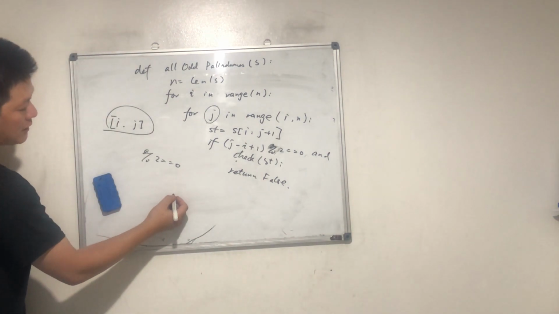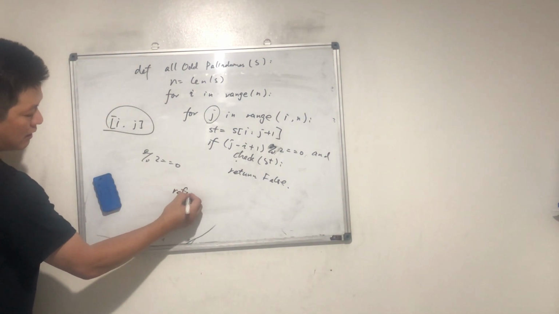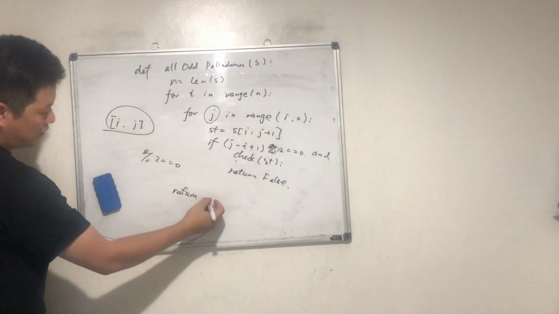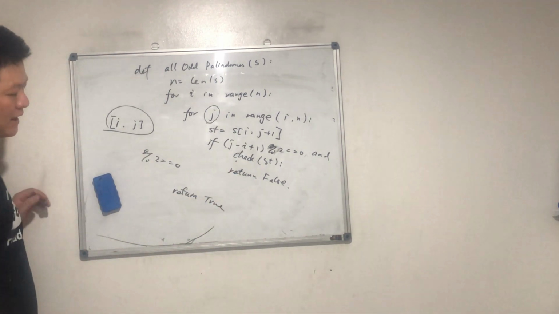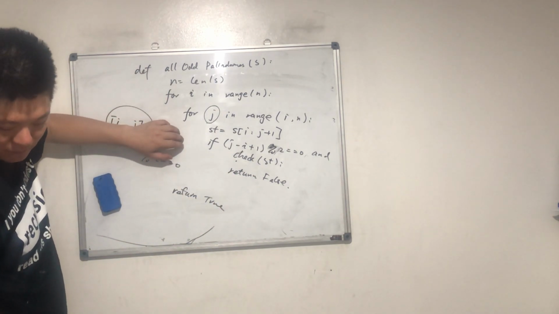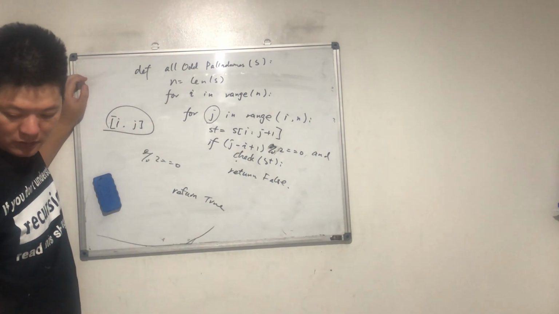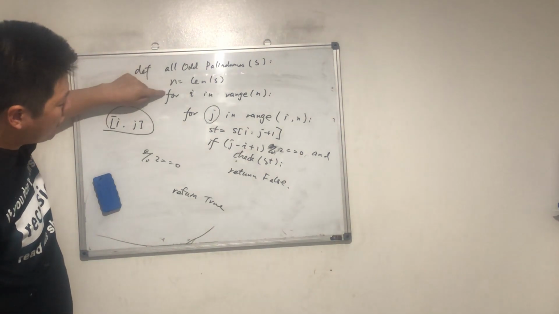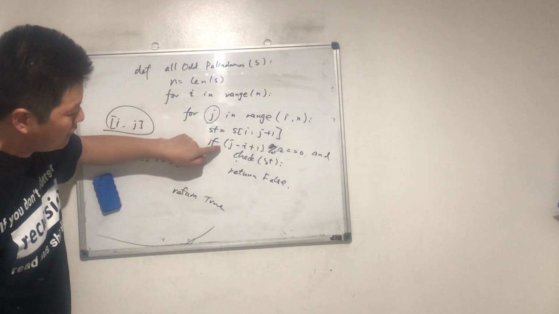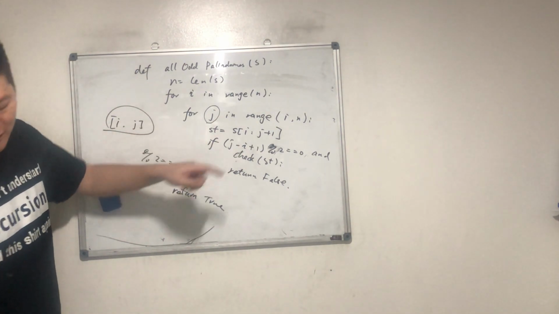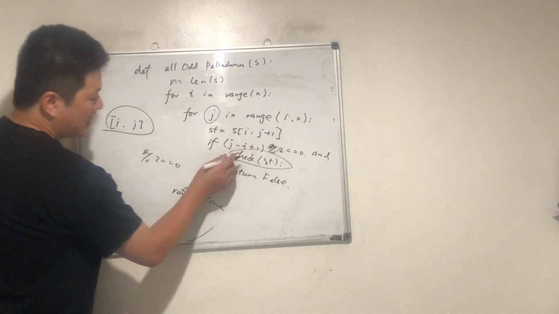And then what's missing here? What's missing after that? Return true, we're done. What's the time complexity? Come on. One loop, another loop, and then we need to check the palindrome, which is another n. So it's cubic.